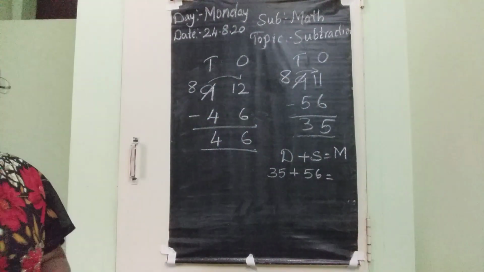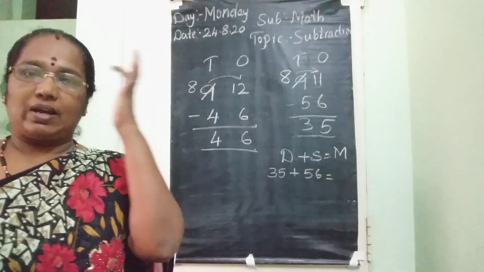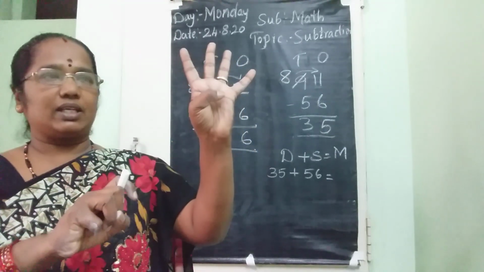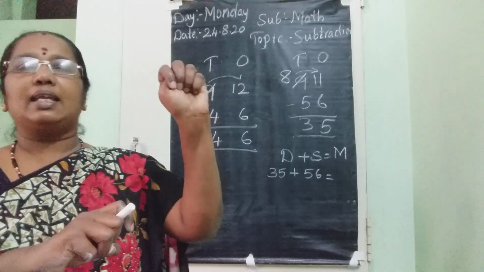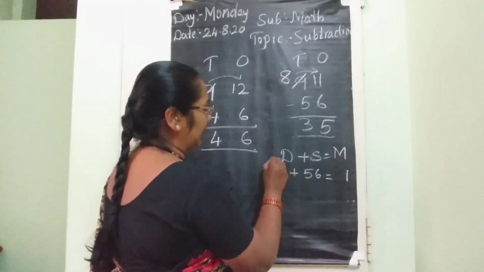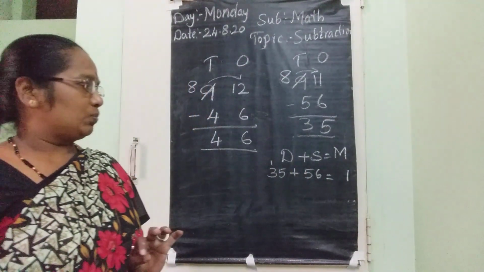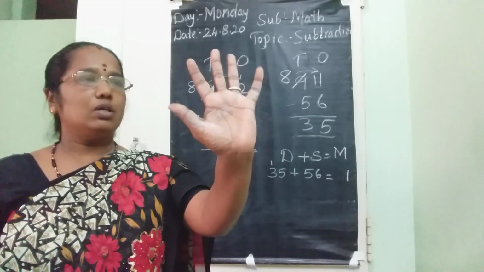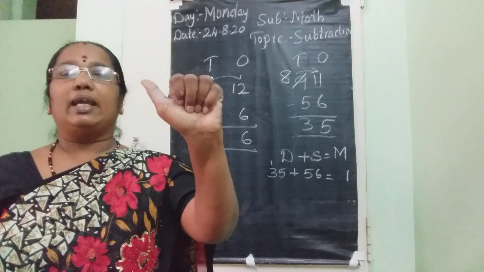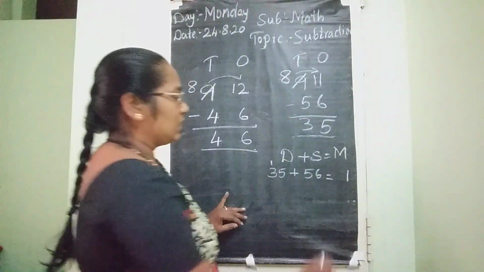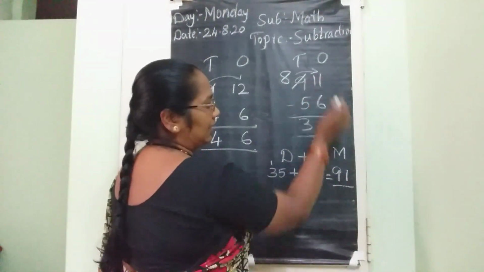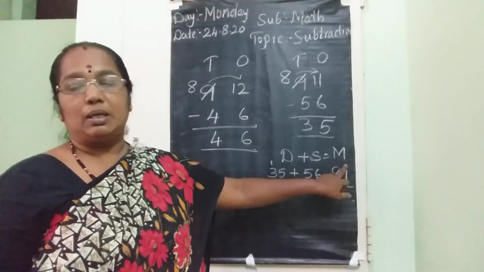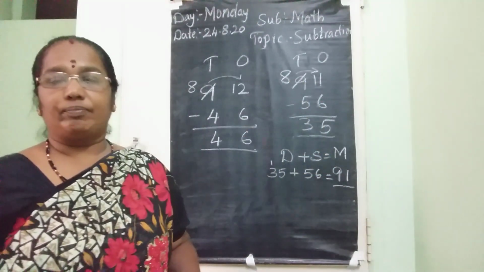How will you get it? 5 plus 6: 5 in your mind and 6 on your fingers. After 5: 6, 7, 8, 9, 10 and 11. So I put 1 and carry 1 here. 3 plus 1 is 4. 4 in your mind and 5 on your fingers: after 4, 5, 6, 7, 8 and 9. I got 91. So I got the minuend. Difference plus subtrahend is equal to minuend. Understood, children?